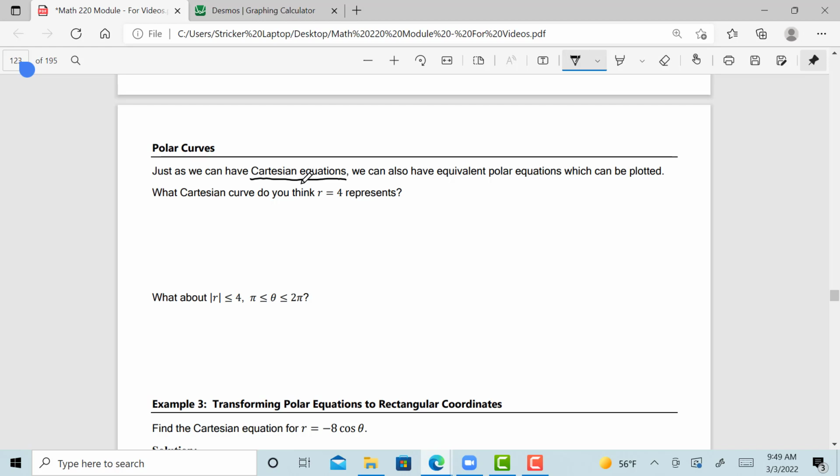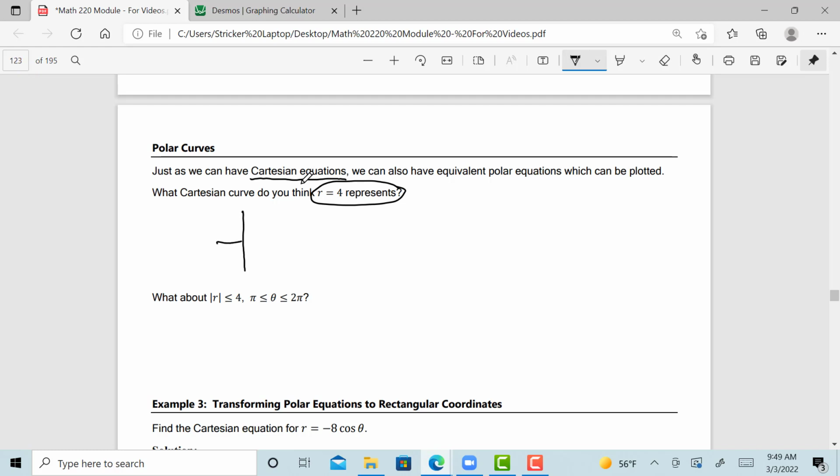So do you have any thoughts about what r equals 4 might represent? What kind of a curve could that be? We know that r represents the radius, the distance out from the origin, and it's saying that r is some fixed amount. Well, what curve always has a fixed distance from the origin? Hopefully you're thinking the circle does, right?